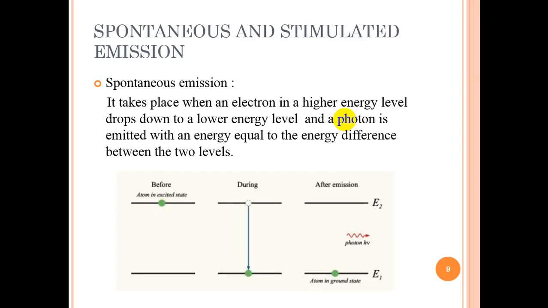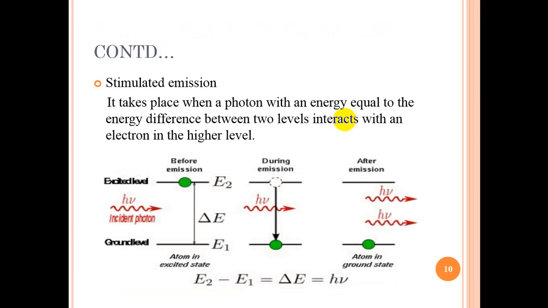These processes of absorption and spontaneous emission cannot give rise to amplification of light. So the best that can be achieved is that for every atom absorbed, another should be emitted. Stimulated emission takes place when a photon with an energy equal to the energy difference between the two levels interacts with an electron in the higher level.